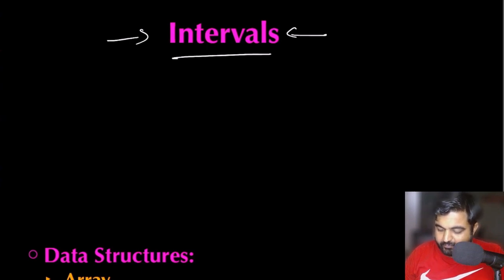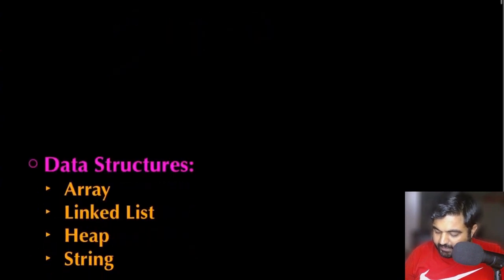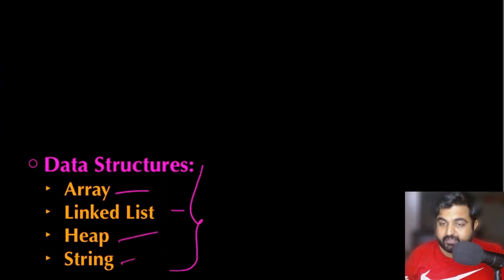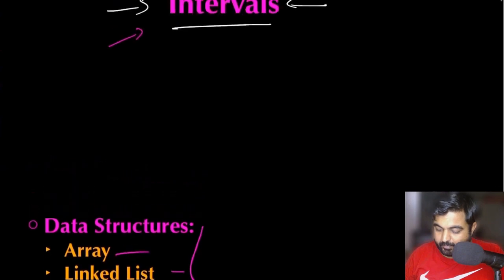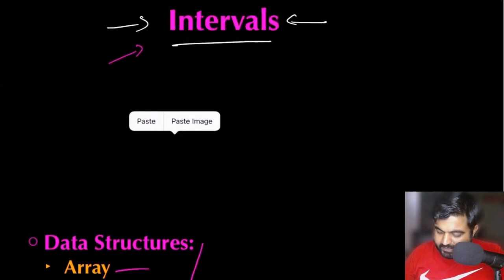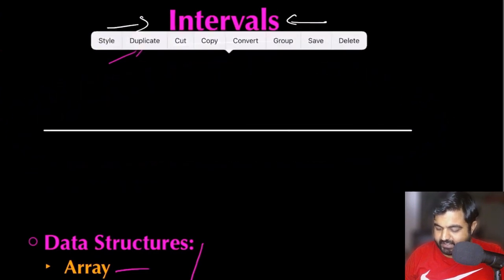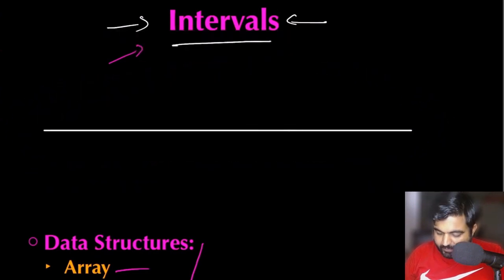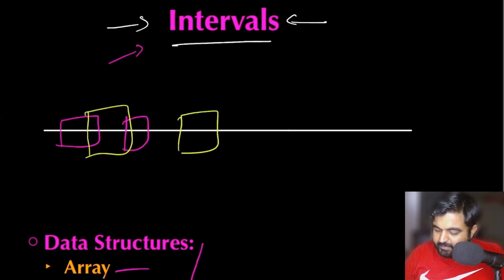First, let me explain what the intervals coding pattern is and where you can identify it. Typically, this coding pattern is associated with data structures like array, linked list, string, and also heap. How do you identify an interval problem? In most cases you are given some time sequence, and in that time sequence you are asked about different intervals that are separate from each other, or somehow overlap each other.